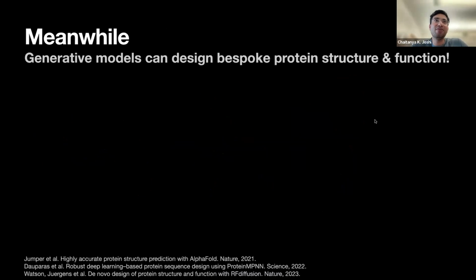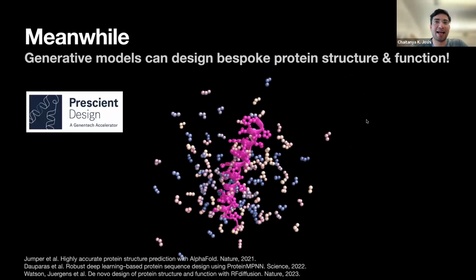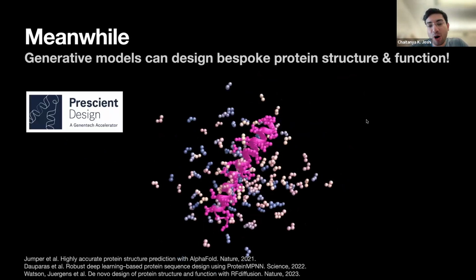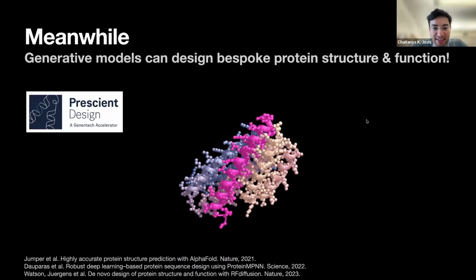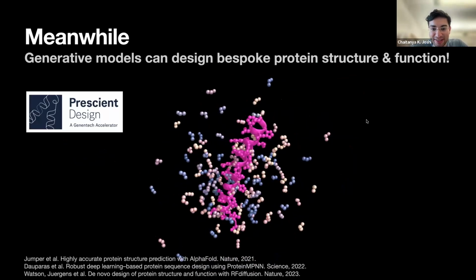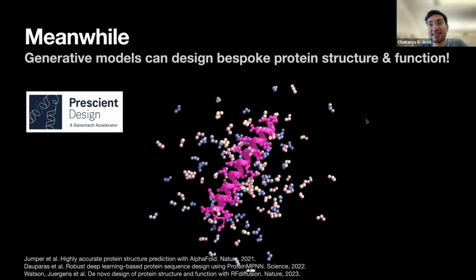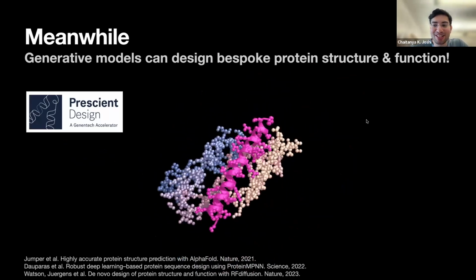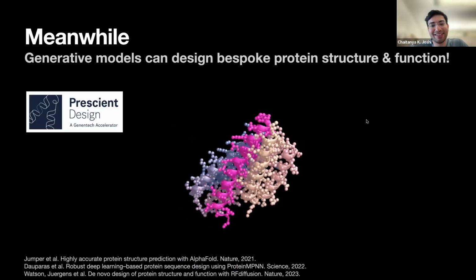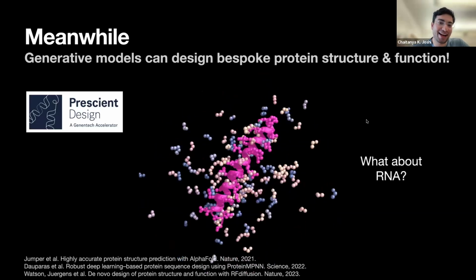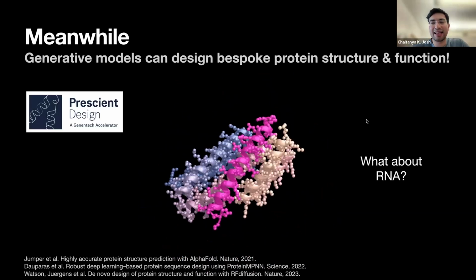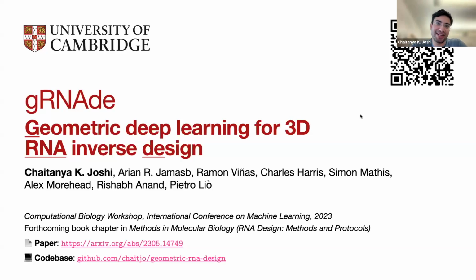And meanwhile, generative models are taking over protein design. There have been many prominent papers, and I sort of saw this with my own eyes at Prescient Design in Genentech during an internship. There's even been a $1 billion startup on this topic, right? So the question is, how do we bring to bear these tools for designing RNA? And that's what my talk is about today.